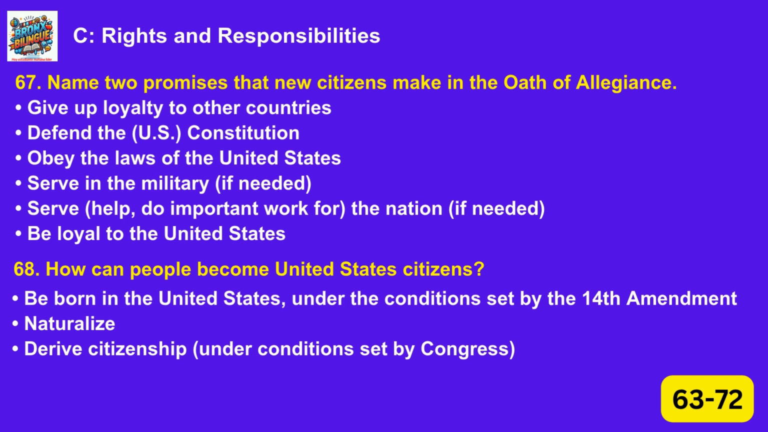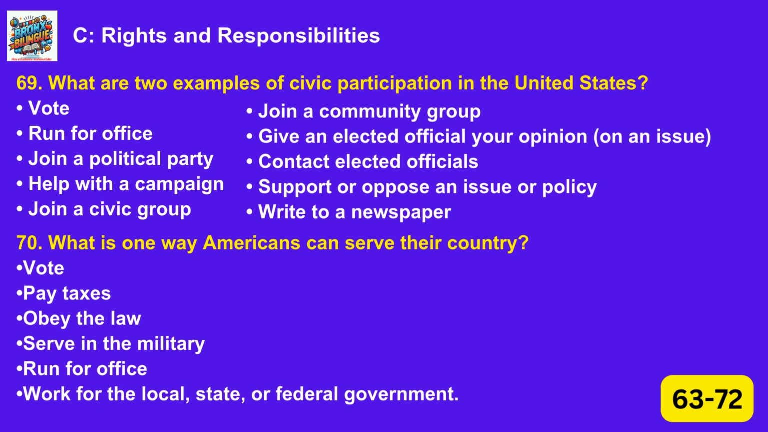68. How can people become United States citizens? Be born in the United States under the conditions set by the 14th Amendment. Naturalize. Derive citizenship.